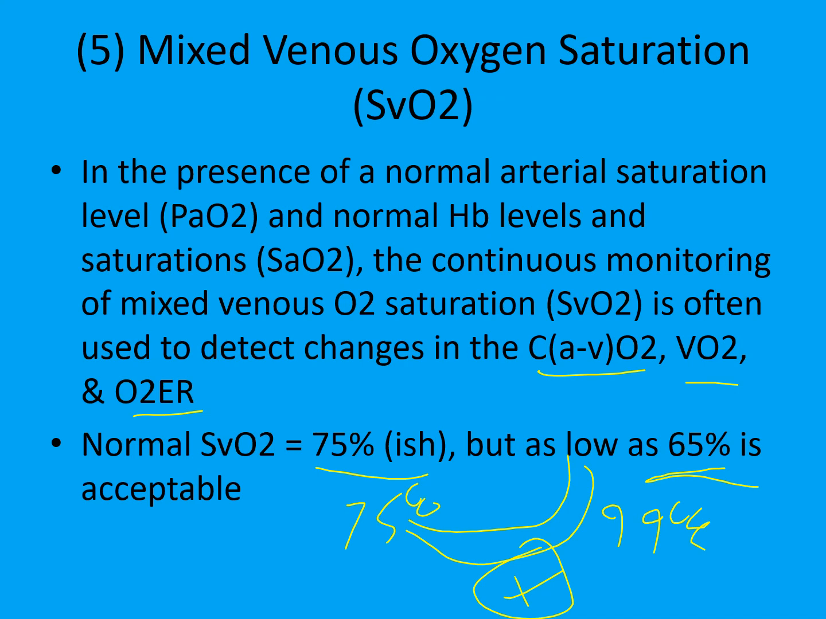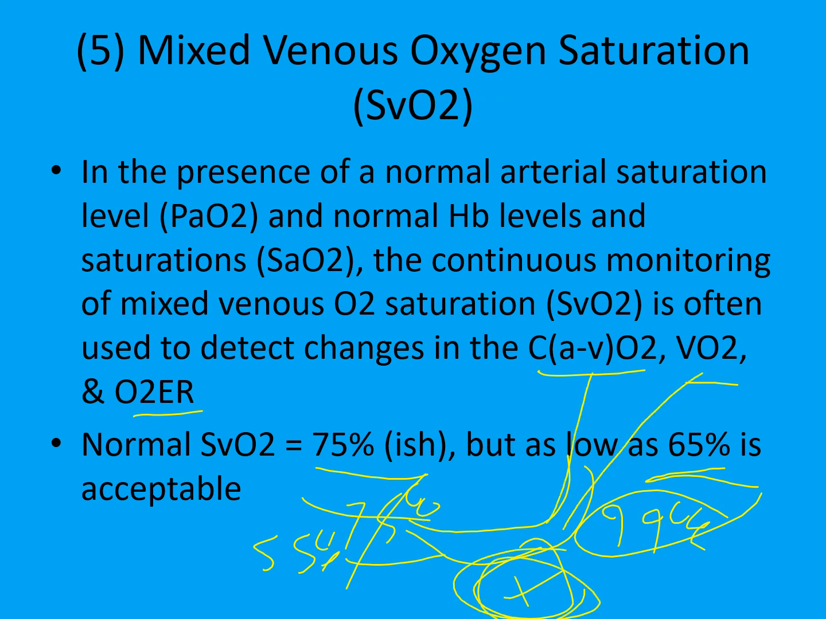But now we have the same patient. They start running a fever. Their blood pressure starts decreasing. And now we draw a venous sample, and their saturations are still good. We draw a venous sample and now they're at 55%. So that means their tissues are consuming more oxygen. And did I need to do this A to V gradient, the consumption, and the O2 ER to figure this out? No, I just drew a blood gas off of a central line and saw that their venous saturation was lower than what it was before.